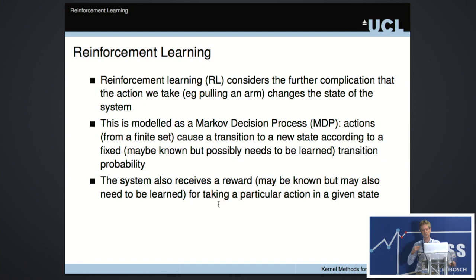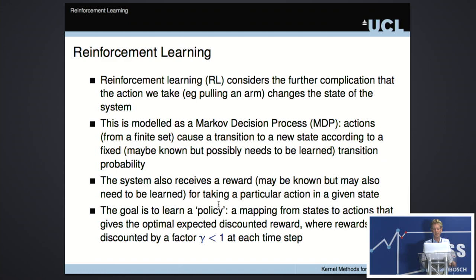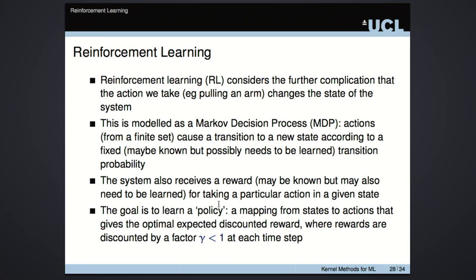And so when you're in a particular state, take a particular action, you receive a reward, and your goal is to find a mapping or policy, which is a mapping from states to actions, that gives you the optimal expected discounted reward. How much reward you are likely to receive in those states in order to plan the best policy that will deliver you the optimal reward. Okay, so that's a very, very brief introduction to reinforcement learning.